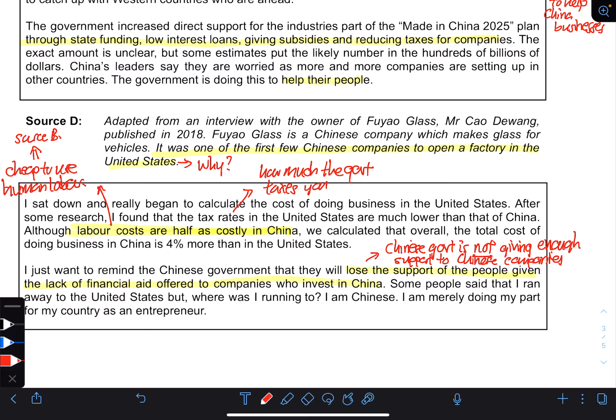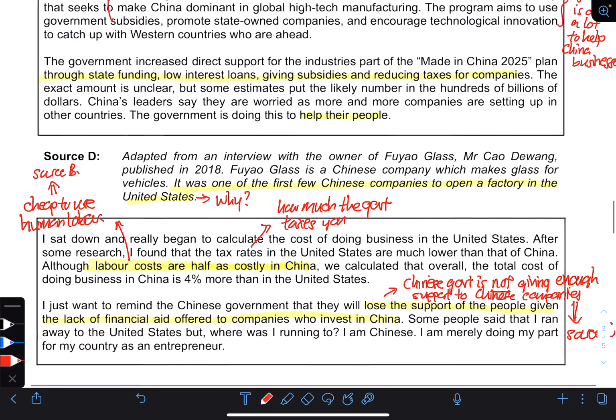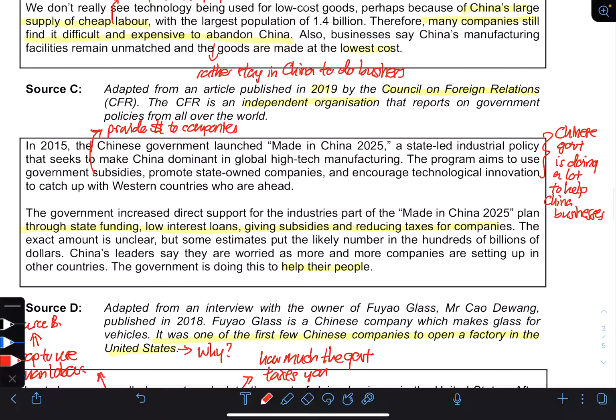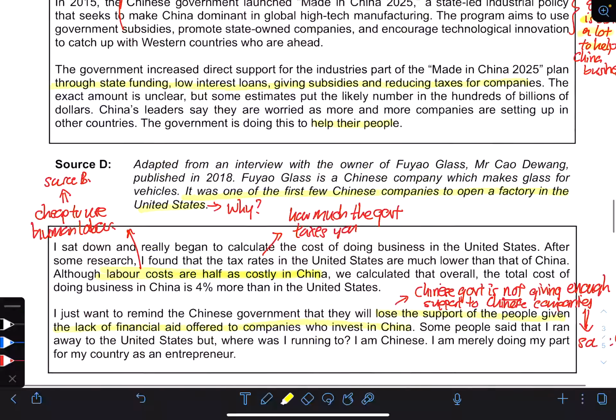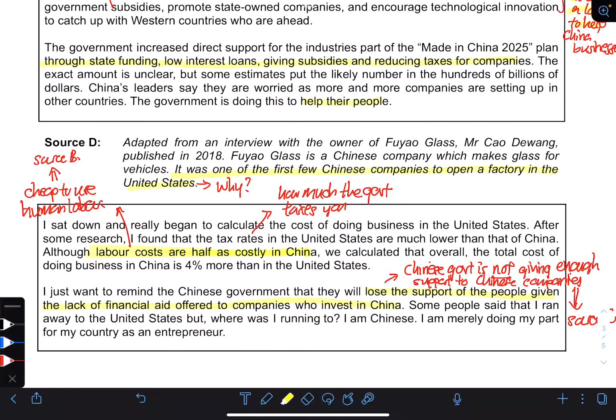Now, this seems to contradict source C, right? They're saying opposite things. In source D, they say that they're not giving enough support, but according to source C, it says that the Chinese government is doing a lot to help the China businesses. So in source D, you have parts which are similar to other sources like source B, and parts which are contradicting other sources like source C. Okay, hopefully this video helps you to understand the sources a little bit better.